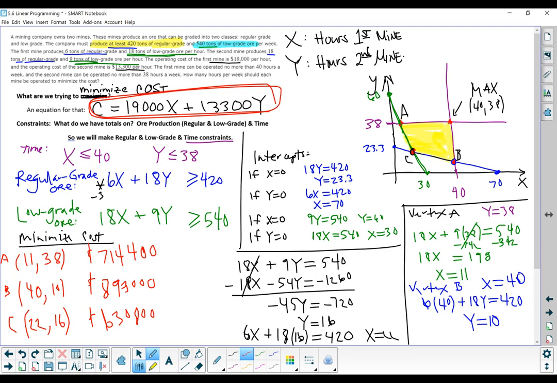Okay, so the question is how many hours per week should we operate? So it looks like to minimize the cost, we should operate mine X at 22 hours. And we should operate that second mine at 16 hours per week.